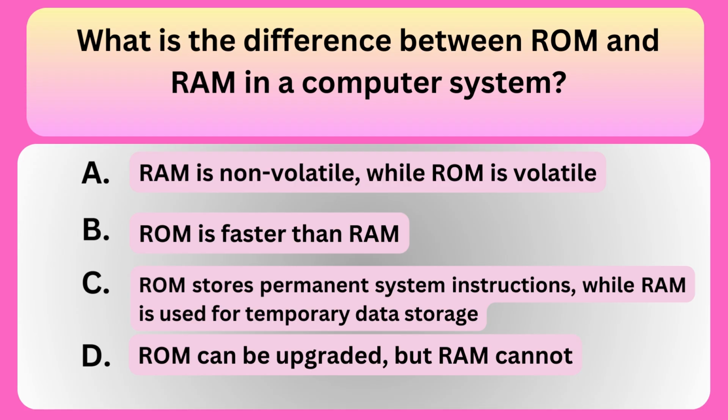What is the difference between ROM and RAM in a computer system? RAM is non-volatile while ROM is volatile. ROM is faster than RAM. ROM stores permanent system instructions while RAM is used for temporary data storage. ROM can upgrade it but RAM cannot. And the right answer is ROM stores permanent system instructions while RAM is used for temporary data storage.